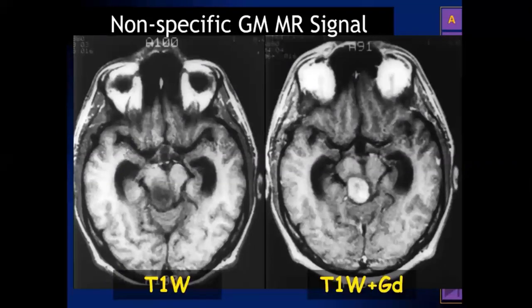On MR, there is non-specific gray matter signal on the T1 weighted image, an isoattenuating mass, and the T1 weighted image after gadolinium shows homogeneous enhancement.